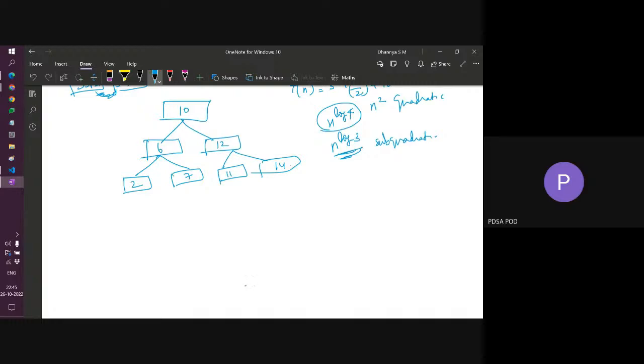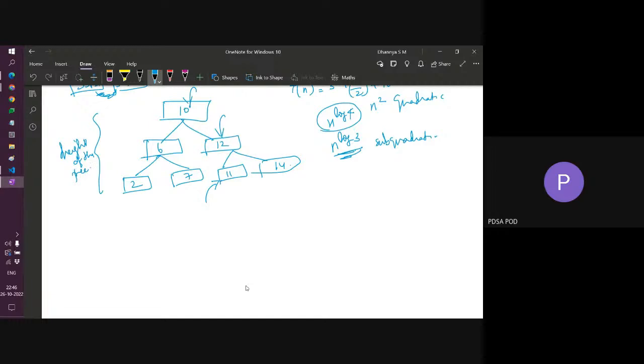You come to this node, you see that 11 is larger than that. You go here, you come here. So this is the tree. Now, the maximum that you have to traverse through this tree is what? The height of the tree, correct? The height of the tree.